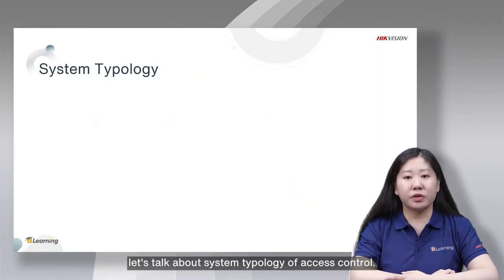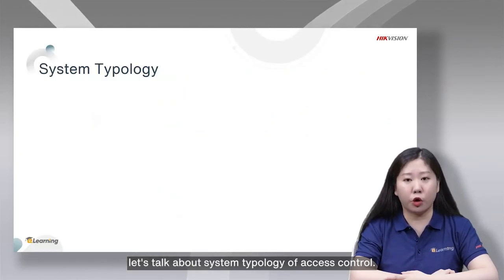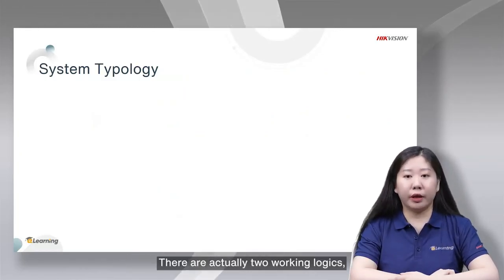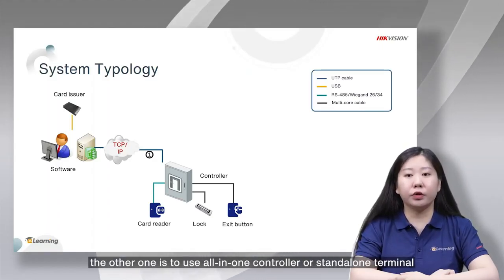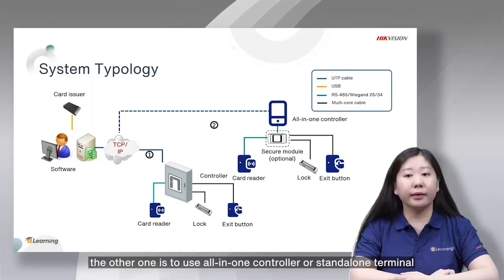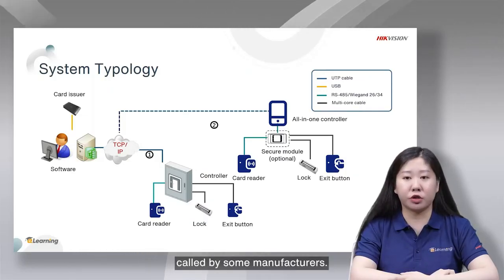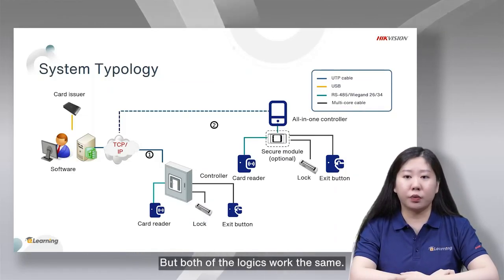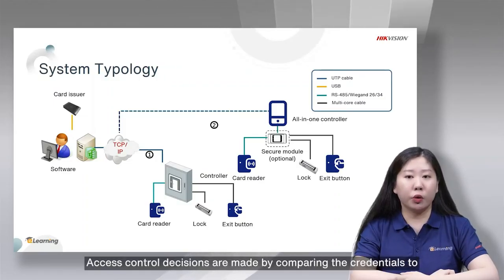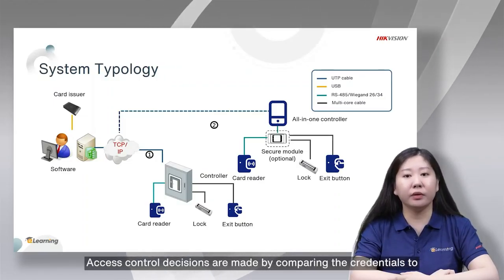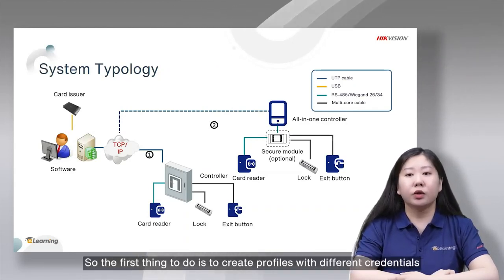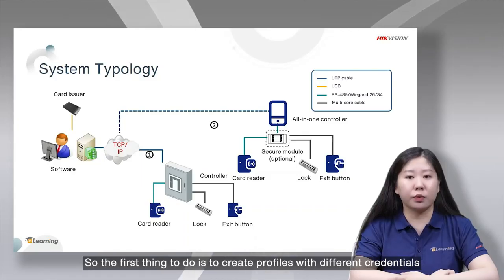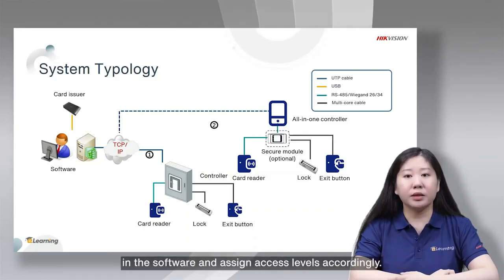Now let's talk about the system topology of access control. There are actually two working logics. The one is to use controller. The other one is to use all-in-one controller or standalone terminal, as called by some manufacturers. But both of the logics work the same. Access control decisions are made by comparing the credentials to an access control list. So the first thing to do is to create profiles with different credentials in the software and assign access levels accordingly.